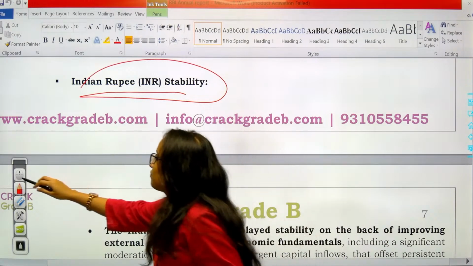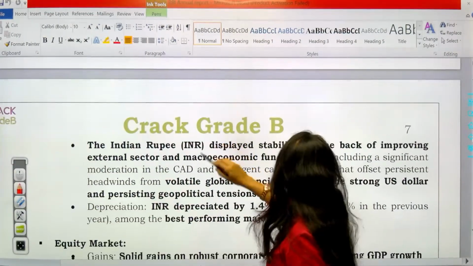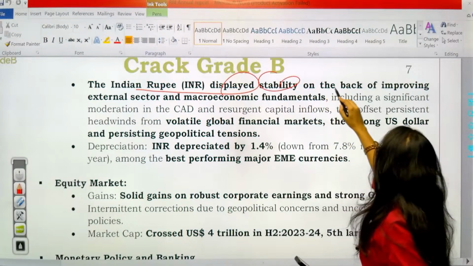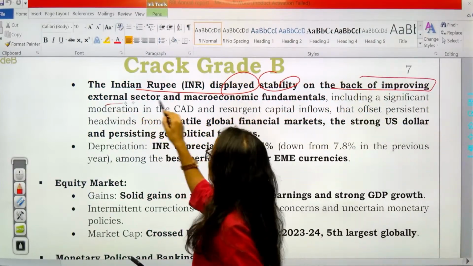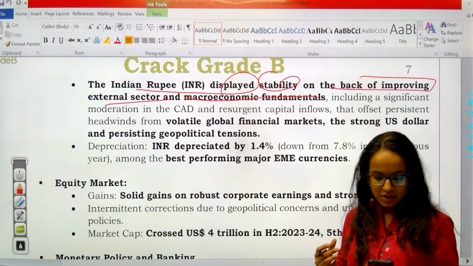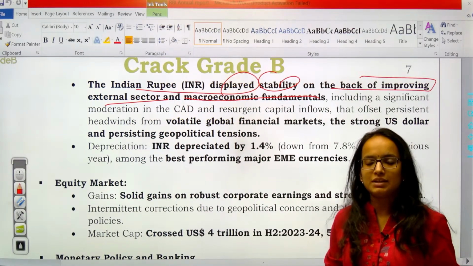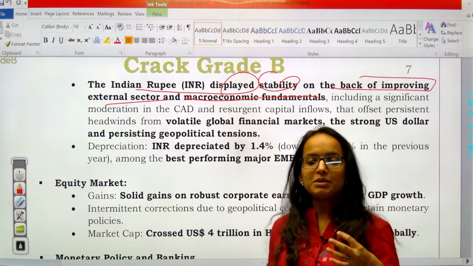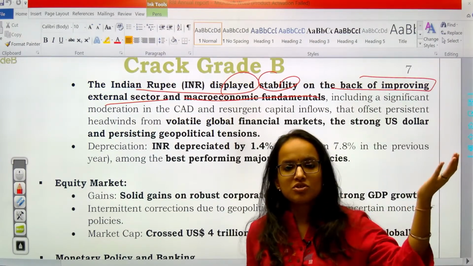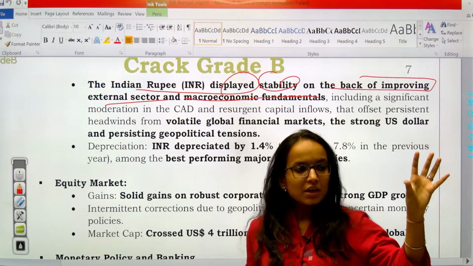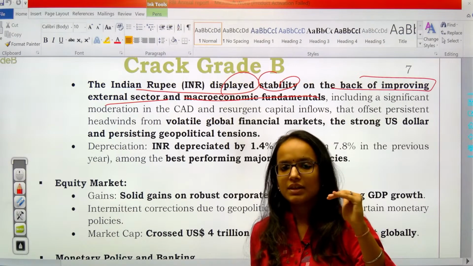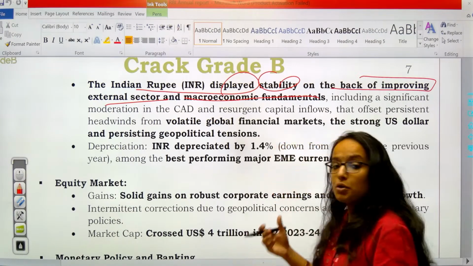Indian rupee stability, if we talk about it, so the Indian rupee basically displayed stability on the back of improving external sector and macroeconomic fundamentals. So if we talk about the Indian rupee situation, the Indian rupee has witnessed stability, which is to say, what do we mean by stability? That there is not much fluctuation, neither so much appreciation of rupee nor so much depreciation of rupee. Are you getting my point? So it is stable. Okay. Now, why is it stable?